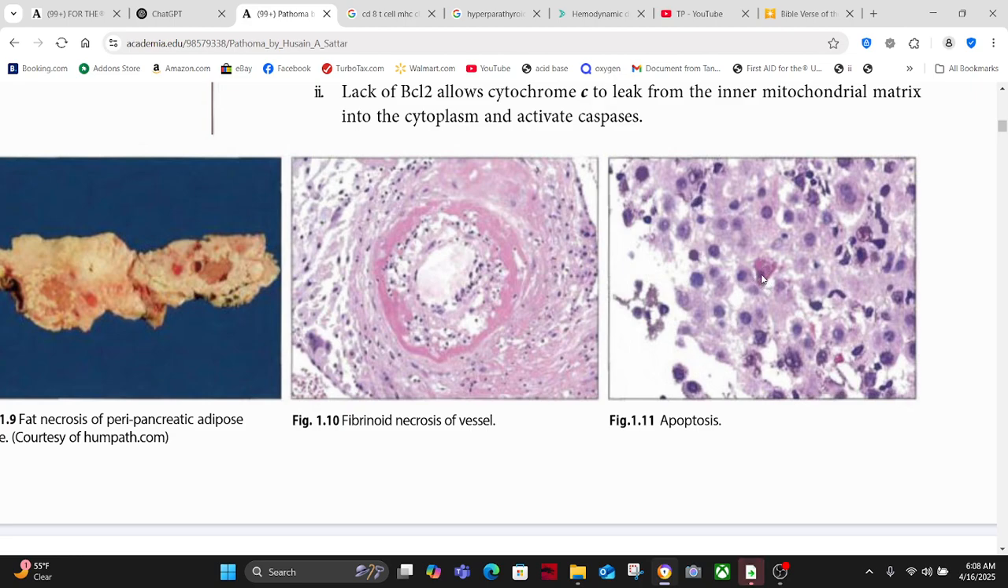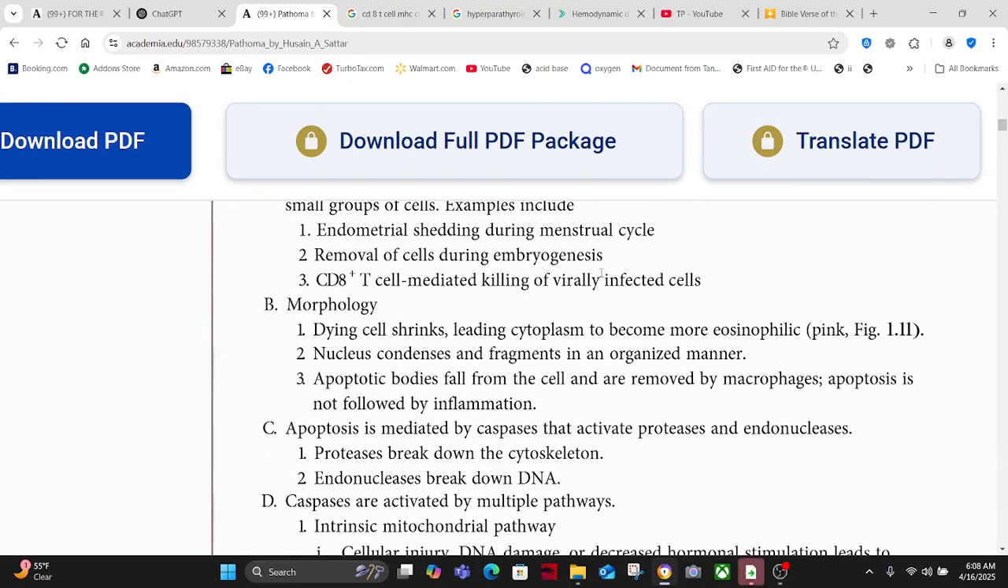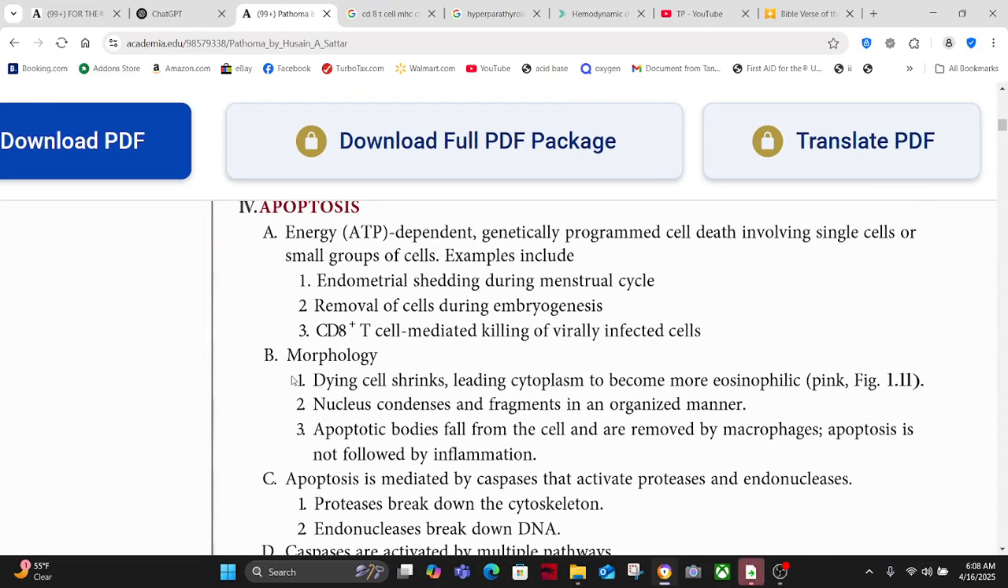This center thing right here is its nucleus. Okay, so that's that. And then the nucleus condenses and fragments in an organized manner. So the nucleus will become very small. And if you look at that picture, the nucleus is shrinking.